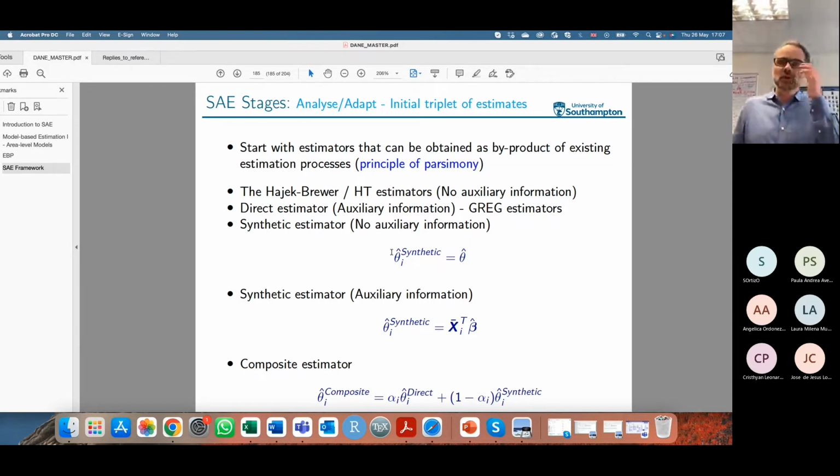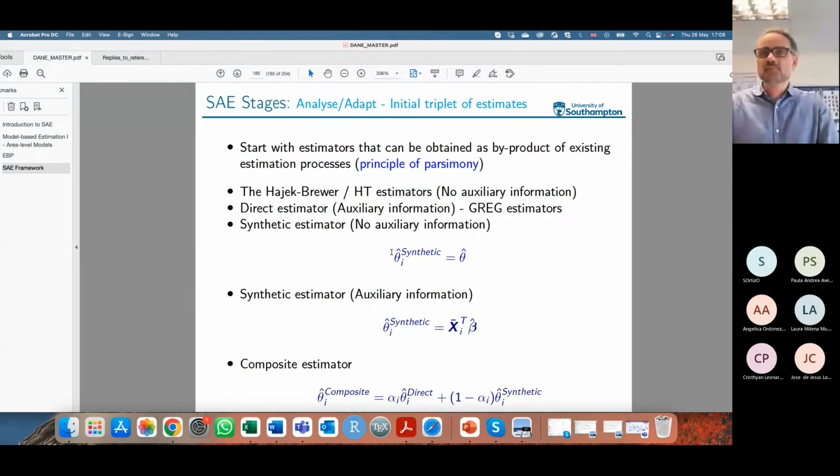So I'm not going to go through everything that Angela presented at the start of the training course, but we talked about the Hájek-Brewer estimator or the Horvitz-Thompson estimators, when we have no auxiliary information. That's simply a weighted estimator, when we estimate means, where you use the survey weights to obtain estimates. You can have direct estimators that bring in some auxiliary information that you think is beneficial to have because it correlates with what we're trying to measure. And Angela presented, say, GREG estimators and then calibration estimators.